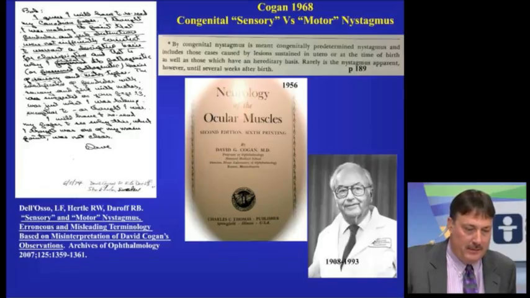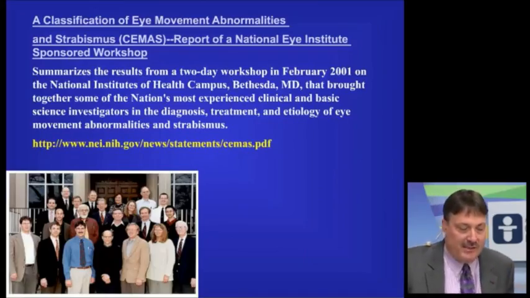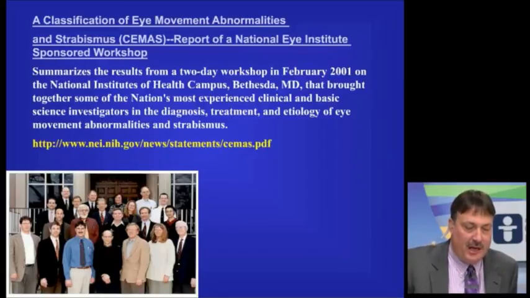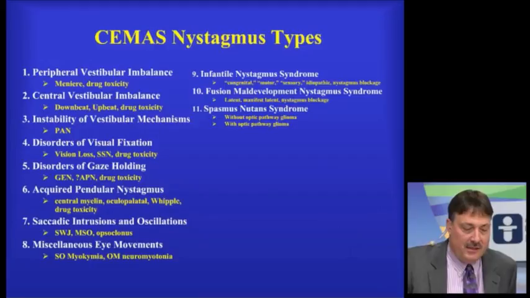So David went over CMAS. That's the classification system that I use to try and understand this. These are the CMAS nystagmus types. The ones we're talking about this morning are the three you see on the right: infantile, fusion maldevelopment, and occasionally spasmus nutans.